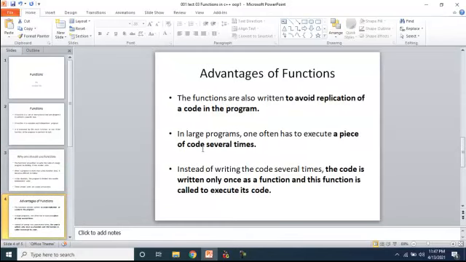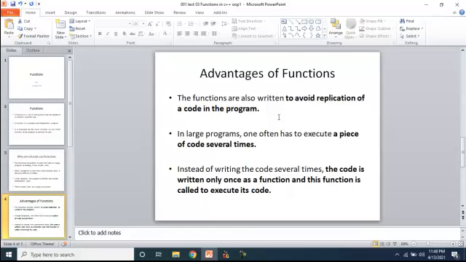The advantage of functions is that they avoid replication of code in the program. We do not have to write the code again and again; we write it a single time in that function. We define that task, like addition or subtraction, and whenever we need it, we just have to call that function. In this way, similarly in a large program, for example, a person needs to execute the addition function a certain number of times, right?